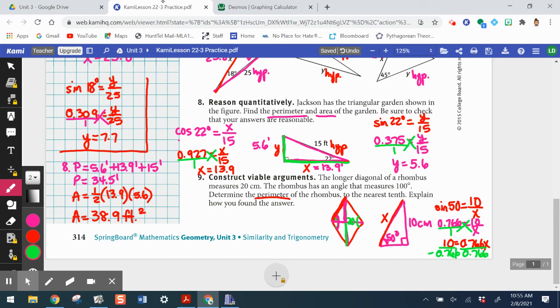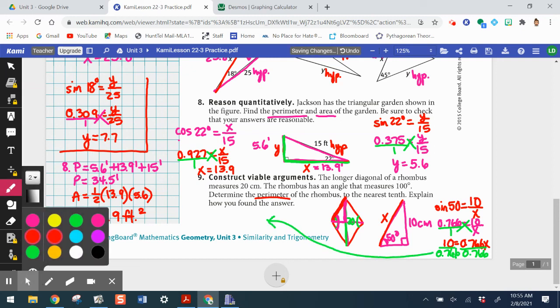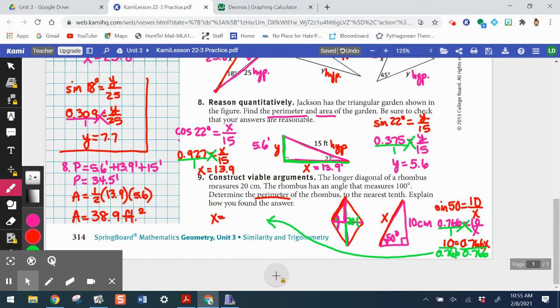And I'm going to just take this math right over here. And I get that x is equal to roughly 13.05. But they did tell us to round to the nearest tenth. So we'll go and round to the nearest tenth here. So the length of this hypotenuse, which is one of the sides of our rhombus, is 13.1 centimeters. So again, all four sides of the rhombus are congruent. So to find the perimeter, we'll take this measurement, one of the sides, and multiply it by 4. Which is 52.4 centimeters.